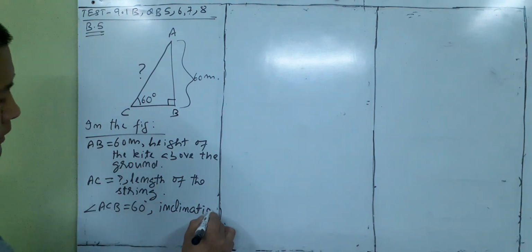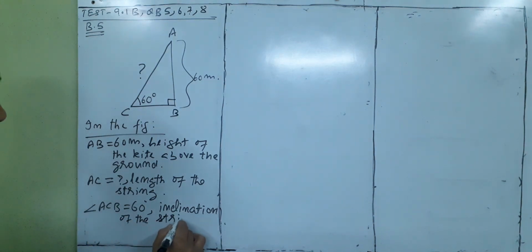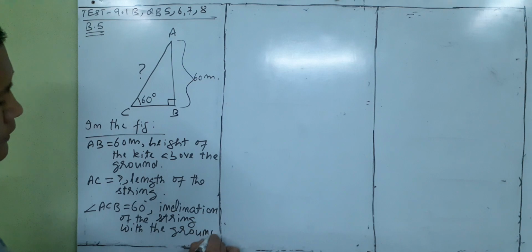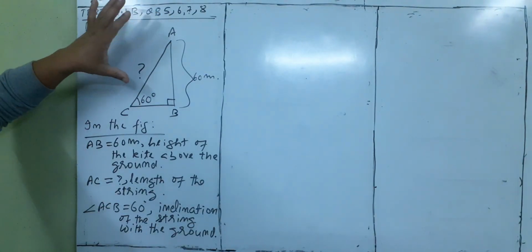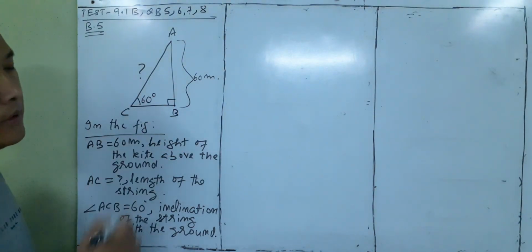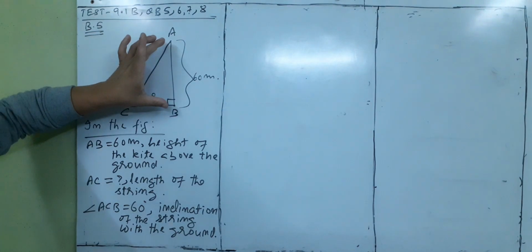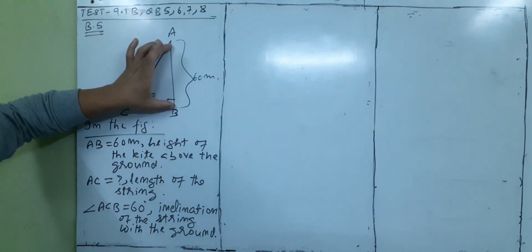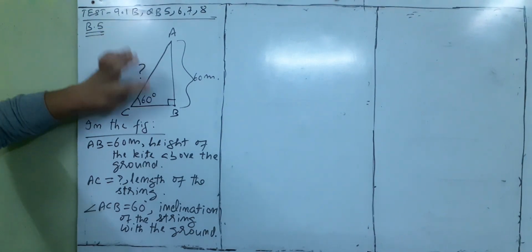Inclination means angle, okay? Inclination of the string of the kite according to the language of the text with the ground or the ground level. So with this information, we have to find the length of the string AC. Now in the beginning of the chapter, in the introduction, we learned that in a right triangle, if one side is given, 60 meter or AB, and one acute angle C is 60 degree, we can easily find the two unknown sides.